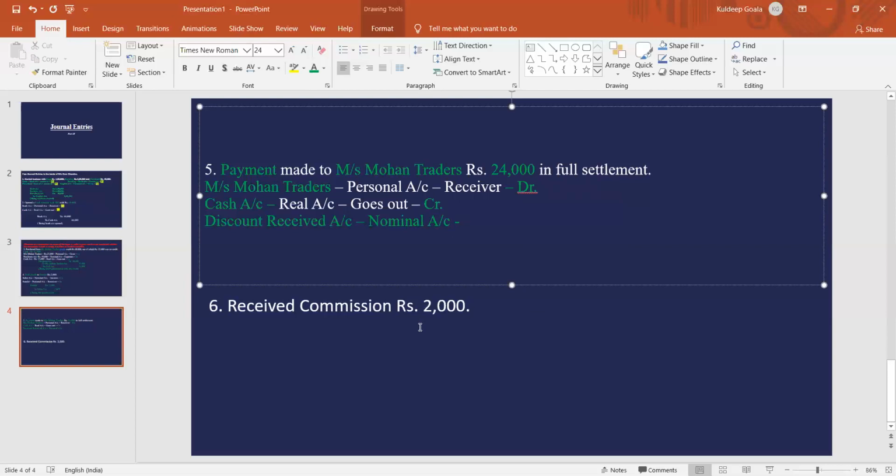Now discount received is a nominal account. What is the rule for nominal account? Debit losses and expenses, credit gains and income.